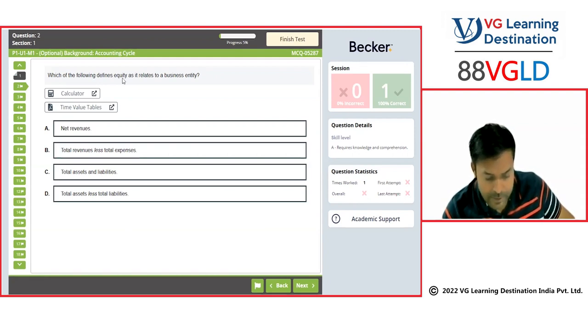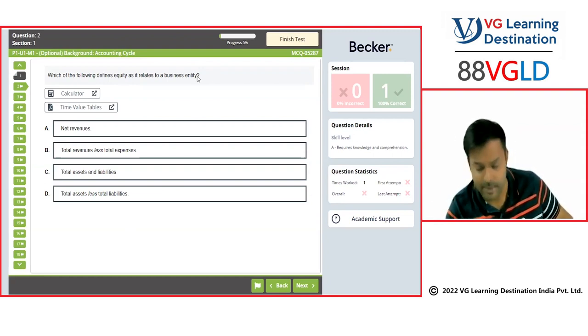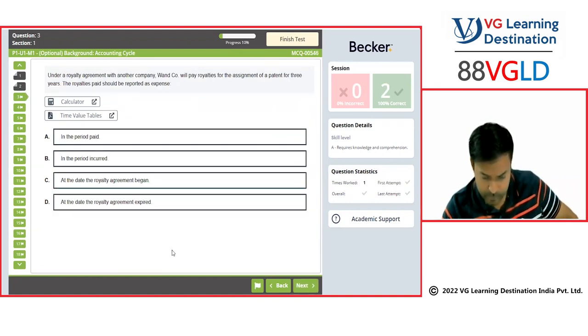Which of the following defines equity as relates to a business entity? Equity is going to be assets minus liabilities. Correct. Guys, if you face any problem, let me know. I think this is basic, but if you have any doubt, let me know.